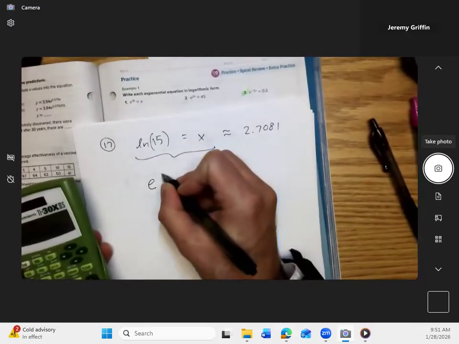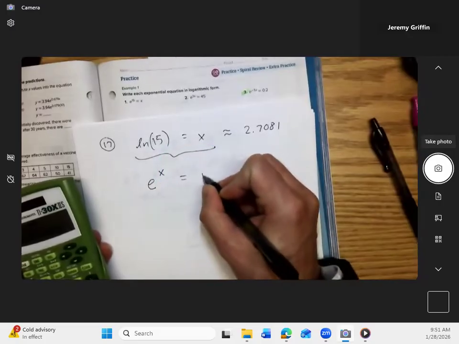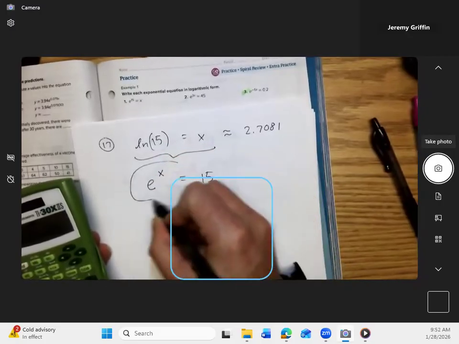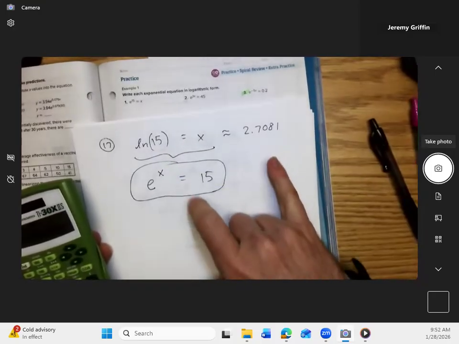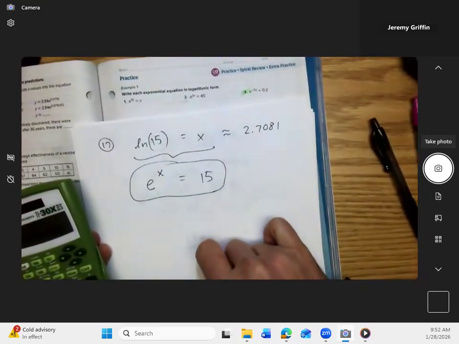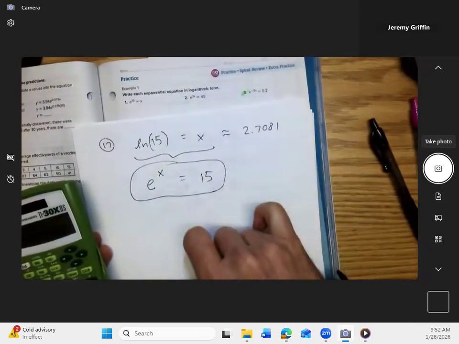E to the 15 equals x? E to the x is 15? Okay, natural log. Right. Yeah, so natural log of 15 is equal to x. Therefore, e to the power x is 15. Okay. What's that form called?